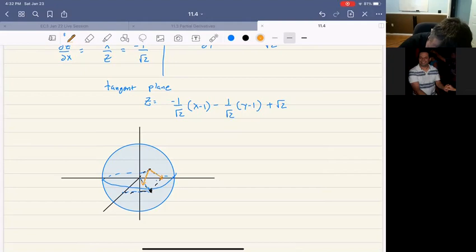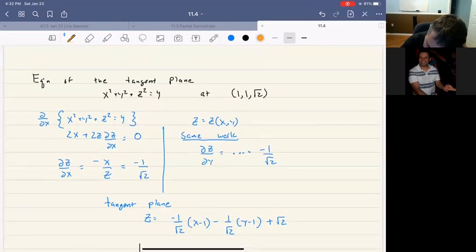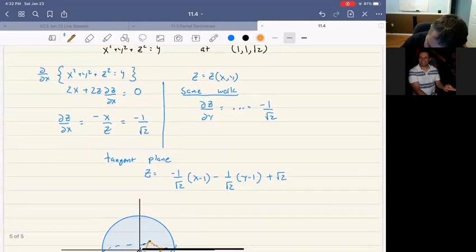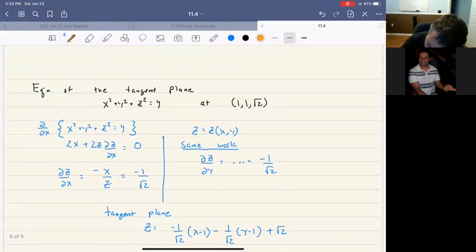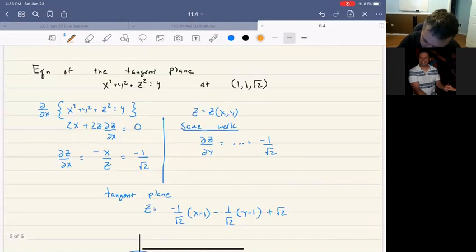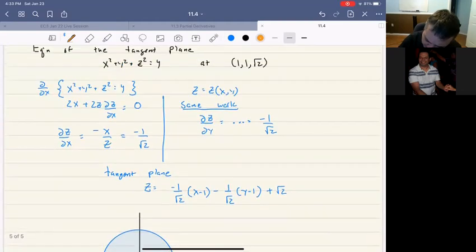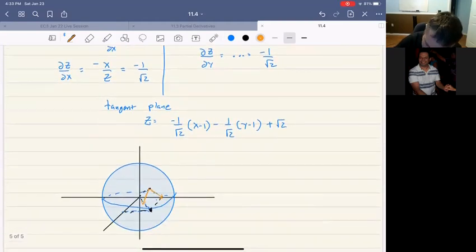Not happy about this at all. On 1, 1, square root of 2. Looks like I've gotten this wrong, but I'll have to think about that. If it's something else, I'll make a new video, but it looks like I've put the vector going this way, but I'll have to think about that.